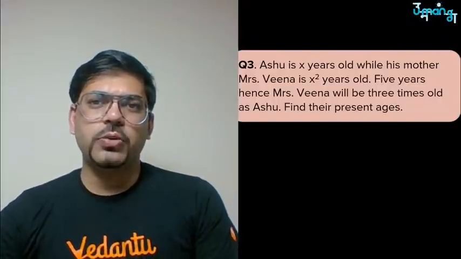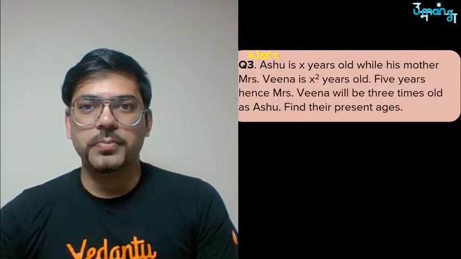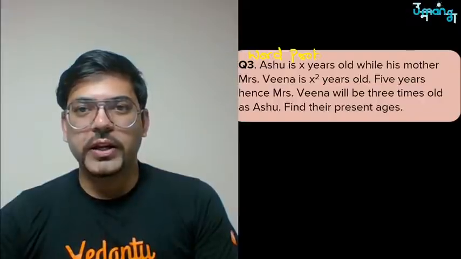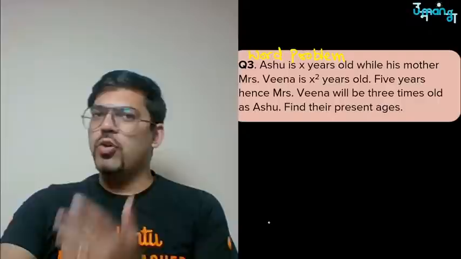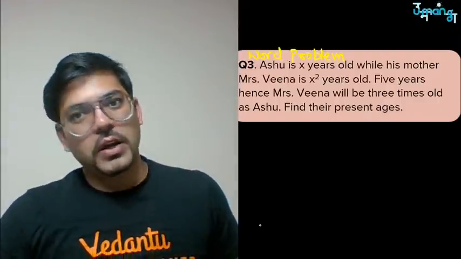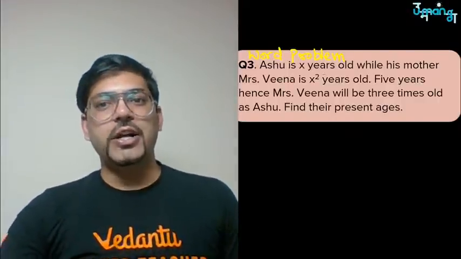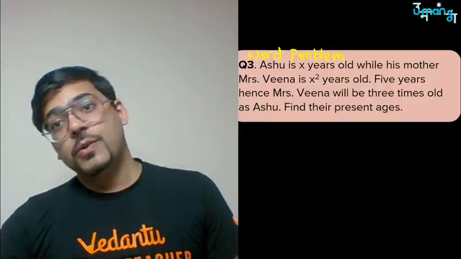So I hope पहले तो ये तुम लोग जानते होगे कि this is called age word problem. ये तो देखा ही होगा linear equation वाले chapter में. We have done this word problem type. तो word problem quadratic पे भी बनते हैं. First thing, ठीक है. अब इसको पढ़ते हैं. So when Ashu is x years old, his mother is x square years old.